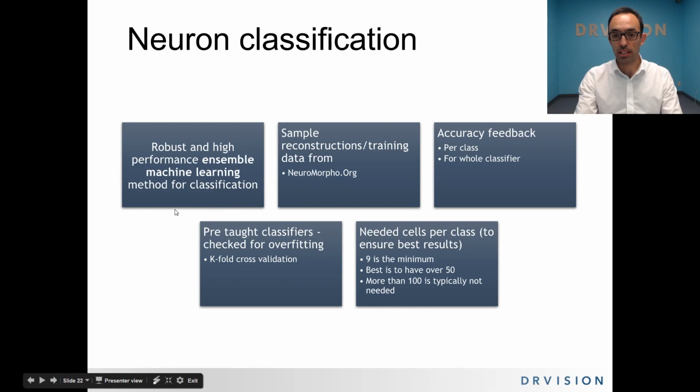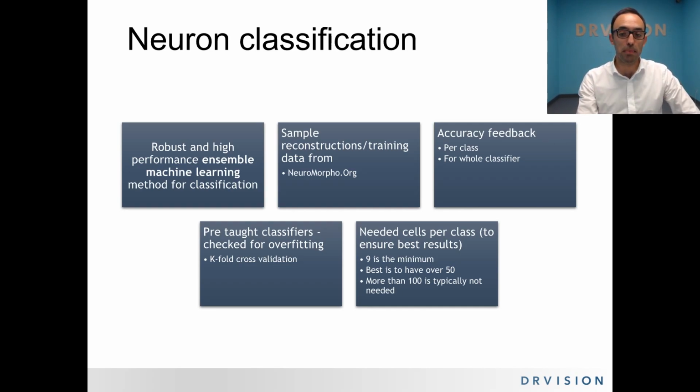So to get to the next step, what we've used is a particular type of an ensemble machine learning method for classification. We picked one that is very robust and high performance, means it has low error and runs very quickly.